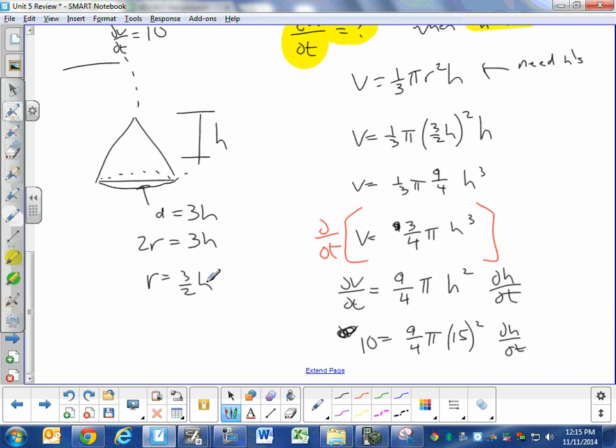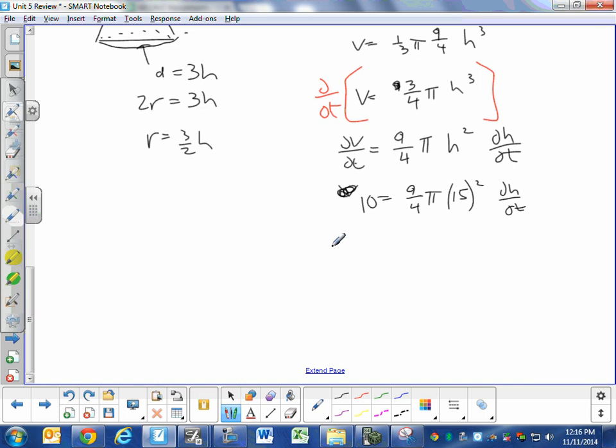Ten times 4 divided by 9 divided by 15 squared divided by pi. I get 0.006287 for dh/dt. Anybody else get that? Or use your calculator, or use the back of the book for that?